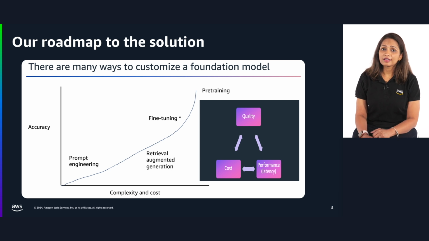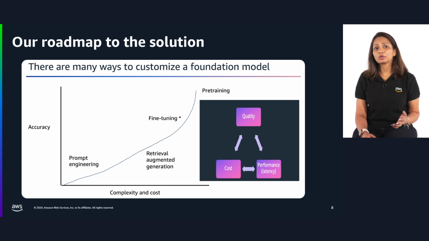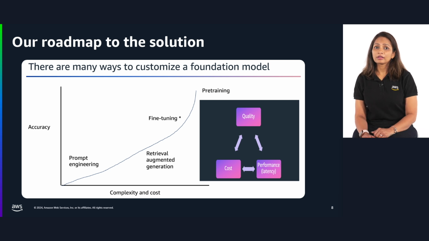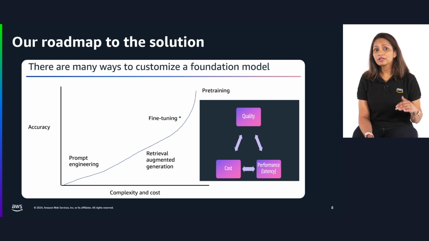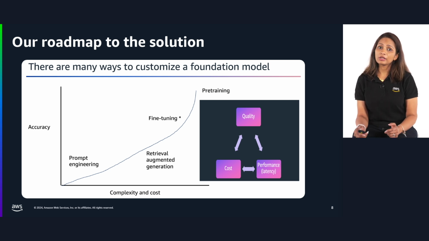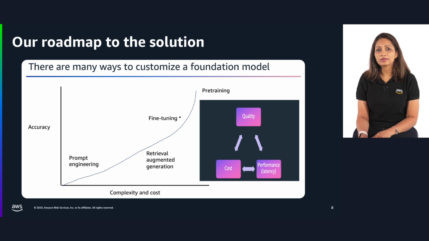There are many ways to customize a foundation model. Typically, the life cycle starts with simple prompt engineering, then RAG, and then fine-tuning, and as a final step, if none of the approaches prove to solve the problem, we go with pre-training a model. Also, as you see, as we move towards the right, the cost of implementation and the complexity increase, whereas as you move towards the top, the accuracy increases. We have to find a sweet spot where we can achieve results with good quality, performance, and considerable costs.